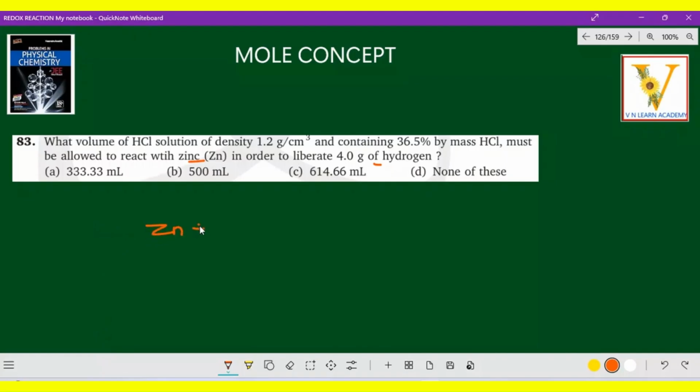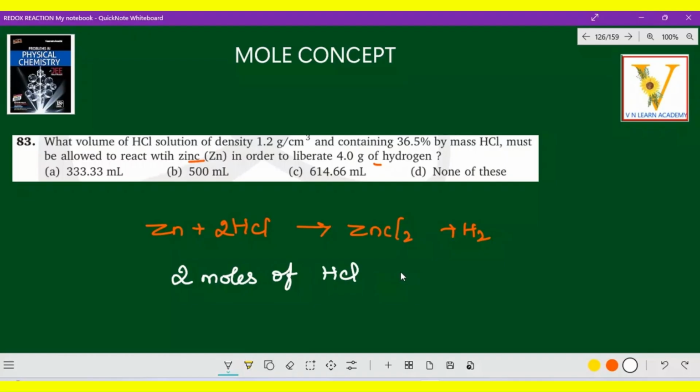So zinc plus HCl, you will get zinc chloride ZnCl2 plus H2. So here 2, so naturally here 2. So 2 moles of HCl combined with the zinc, you will get 1 mole of hydrogen. From here only we can identify the answer according to that question. So 2 moles of HCl are required to liberate 1 mole of hydrogen gas.